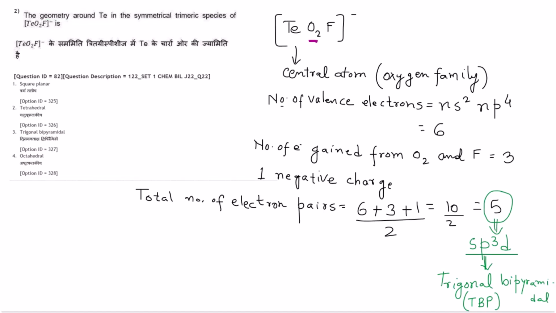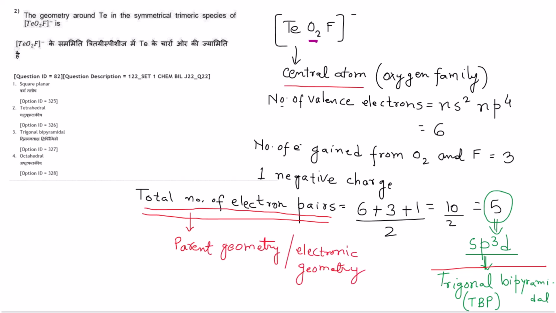So what we have got by counting the total number of electron pairs is the parent geometry or the electronic geometry. We used the formula TeO2F minus to find out the total number of electron pairs around the central atom using the VSEPR concept. And from here we get the total number of electron pairs, which determines the ideal hybridization and the ideal geometry, also known as the parent geometry or the electronic geometry. Now, after doing this, we focus on the symmetrical trimeric part.